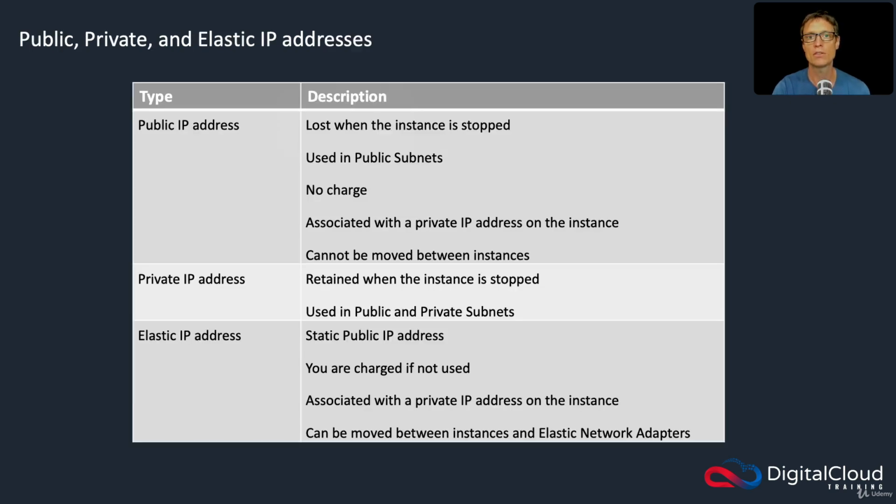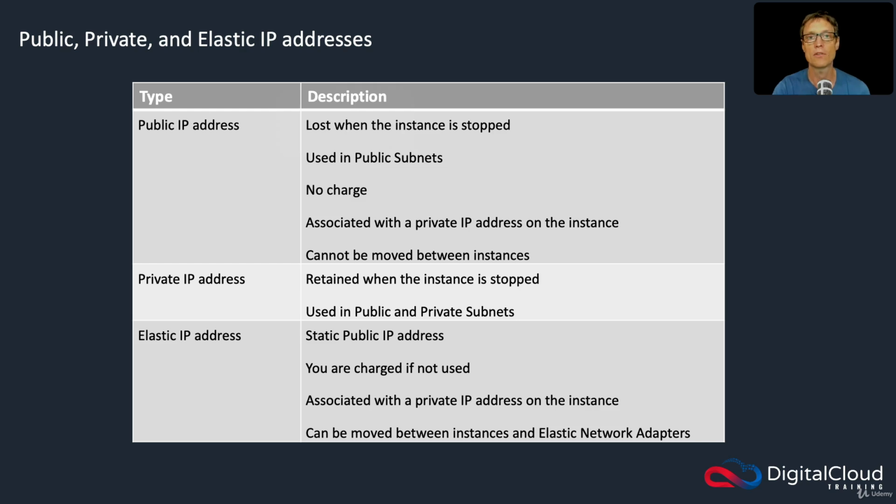Now, an EC2 instance will need an IP address. There are 3 different types of IP address that your instance can obtain. Firstly, you have a public IP address. If your instance is in a public subnet, it can get a public IP address. That literally just means it's an IP address which you can route across the internet. So you can have it appearing on the internet, and you can connect to it on the internet.